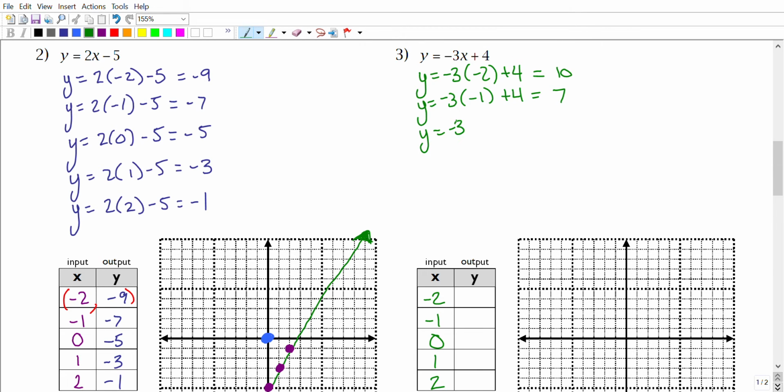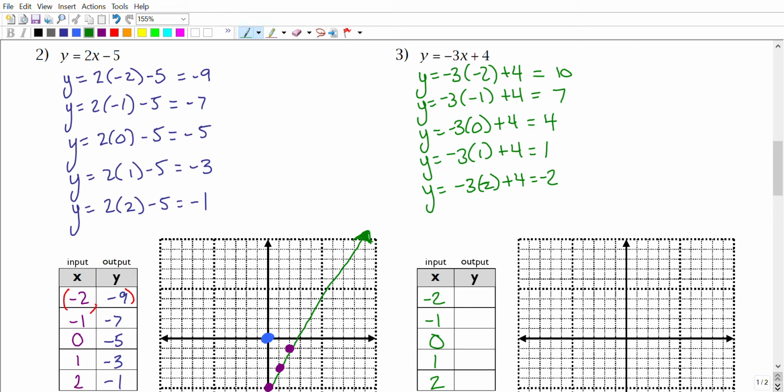If you guys already see the pattern, you guys are way ahead of the game. Okay, so -3 times 0 is 4. I'm sorry, -3 times 0 is 0, plus 4 is just 4. -3 times 1 is -3, plus another 4 gives me a 1. And finally, -3 times 2 is a -6, plus 4 gives me a -2.